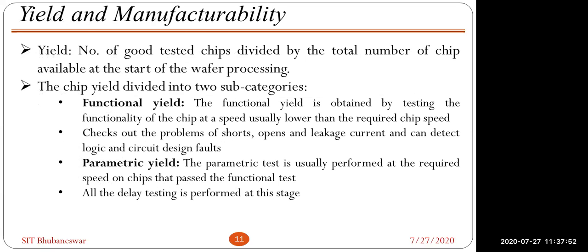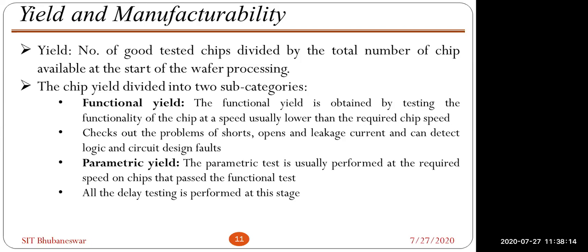Next thing is yield and manufacturing. Yield is nothing but, after the chip fabrication, suppose you have fabricated 1,000 chips, how many chips are working? Suppose 600 chips are working. The yield is 600 by 1,000. So this is 0.6. Okay, yield is 0.6. So this is the one part.